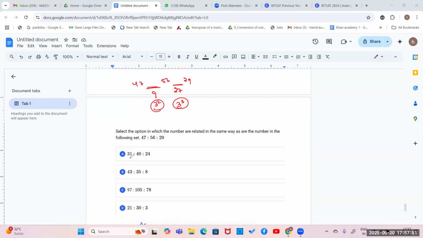Okay. So the difference between 13 and 40 is 3 square. But between 40 and 24, it is 16. It is not 3 cube. Here the difference is 8, so this is not the answer. Here also it is 8, it is not the answer. Here it is 3 square. Here it is 3 cube. So option D is the right answer. Very good problem, and you can definitely expect this sort of a problem.